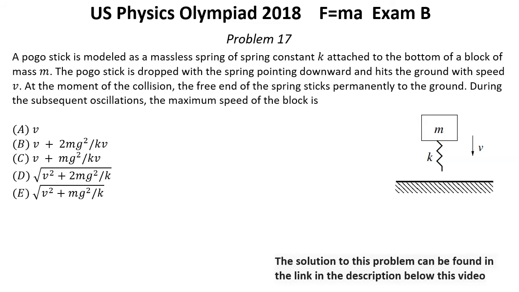Problem number 17. A pogo stick is modeled as a massless spring of a spring constant K attached to the bottom of a block of mass M. The pogo stick is dropped with the spring pointing downward and hits the ground with the speed v. At the moment of the collision, the free end of the spring sticks permanently to the ground. During the subsequent oscillations, the maximum speed of the block is next one.